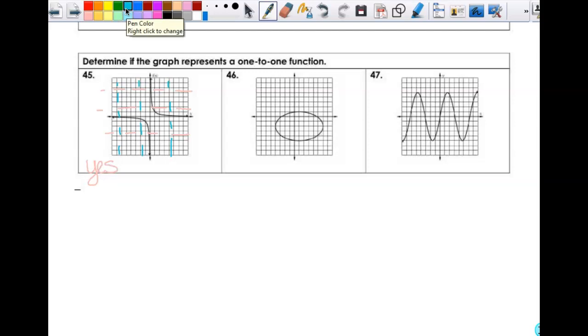On 46, when we double check to see if it's a function, it doesn't even pass the vertical line test, so that's a big fat no. 47 passes the vertical line test, so this is a function, but it fails the horizontal line test, so it's not a one-to-one function, so the answer is no.